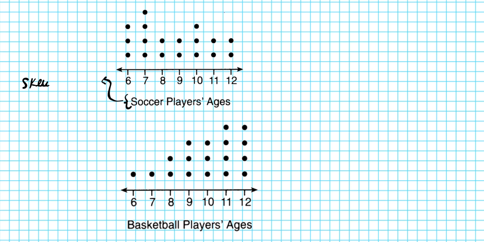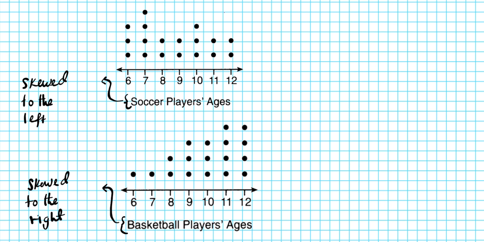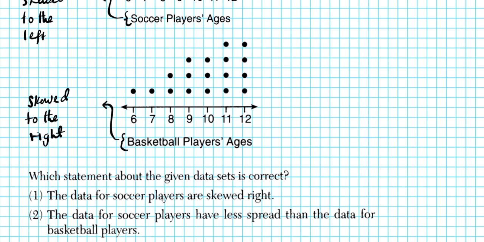Okay, this one is skewed to the left because you have more data points to the left. Now, if you take a look at the basketball player data plots, it's clear that it's skewed way to the right. You see all the points clustering over here. To the left, there's barely anything. So the basketball data plot is skewed to the right. Okay, so option number 1 is incorrect.